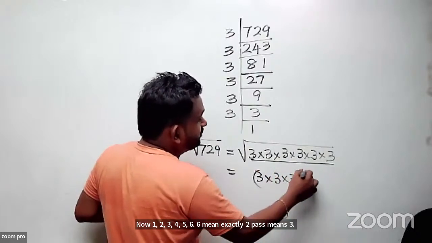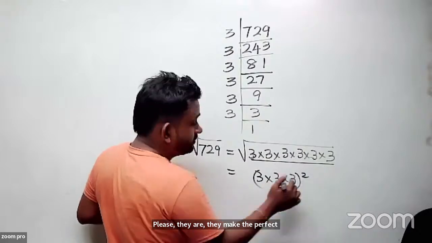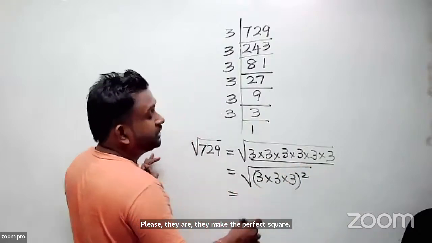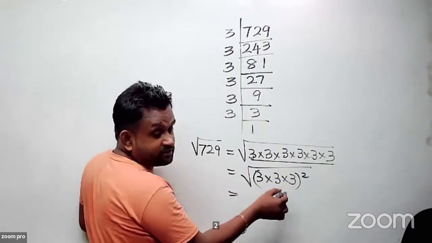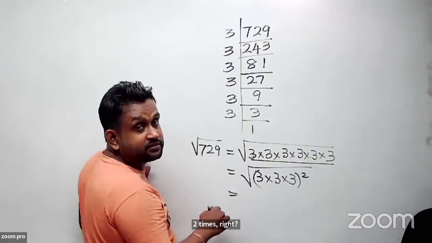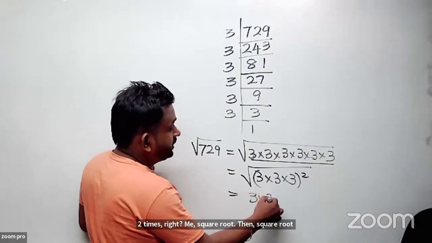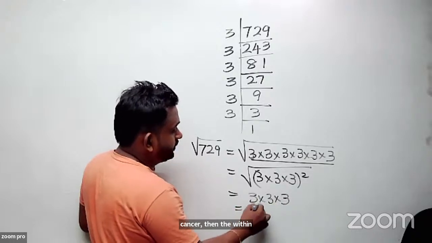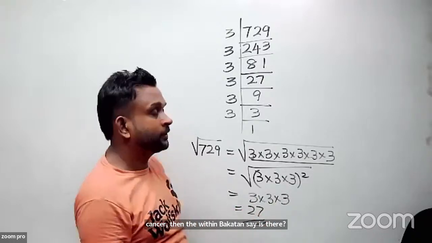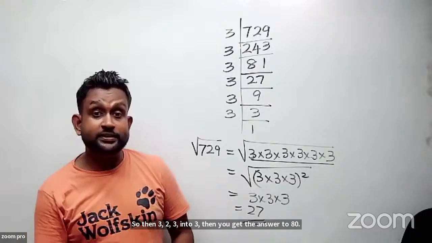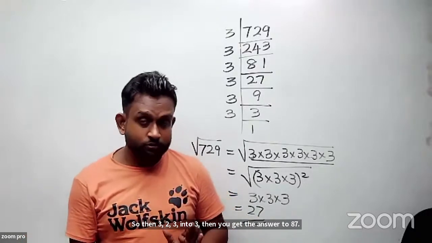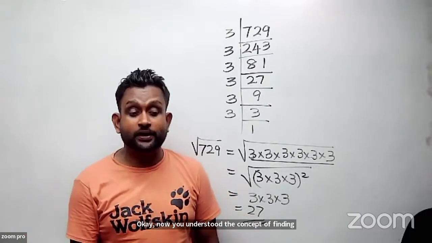Then make a perfect square 3 times. Right, make the square root. Then square and square root cancel. Then the answer within the bracket is the answer. Then 3 into 3 into 3, then you get the answer 27. Okay, now you understood the concept of finding the square root with the use of the prime factors.